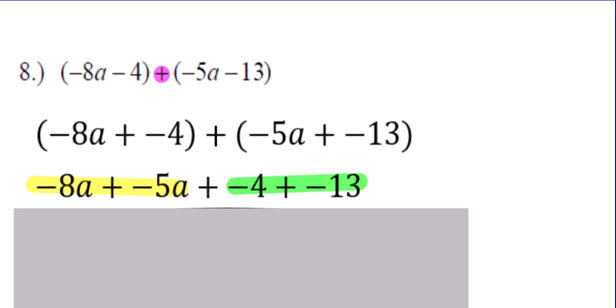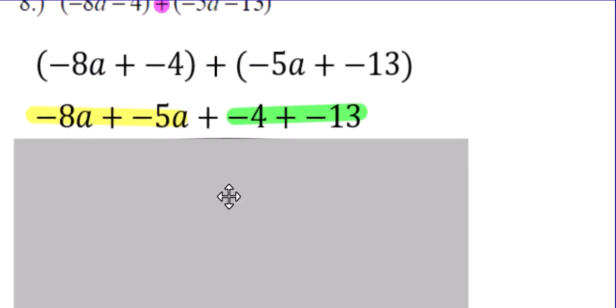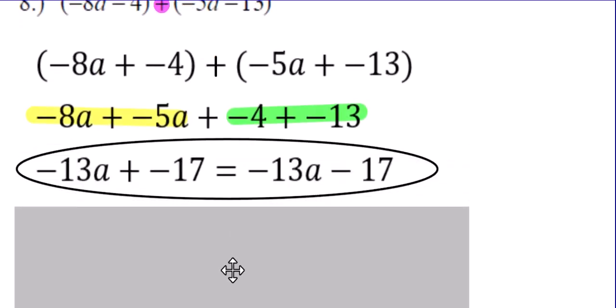Negative 8 plus negative 5 is going to get us negative 13a. Negative 4 plus negative 13 is going to get us negative 17. Now we can keep our answer as negative 13a plus negative 17, or we can rewrite it as negative 13a minus 17.